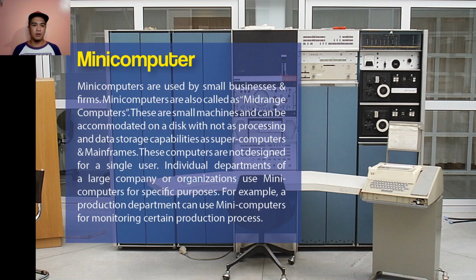Now, we also have the mini computer. I guess we discussed mini computers on the previous slide. Mini computers are used by small businesses and firms. They are also called mid-range computers. These are small machines that can be accommodated on a desk, without the processing and data storage capabilities of supercomputers and mainframes. These computers are not designed for a single user, so it's totally different from a personal computer. Individual departments of a large company or organization use mini computers for specific purposes. Those who own big businesses certainly use mini computers. For example, a production department can use mini computers for monitoring certain production processes. Sometimes these are big businesses that have huge manufacturing processes.